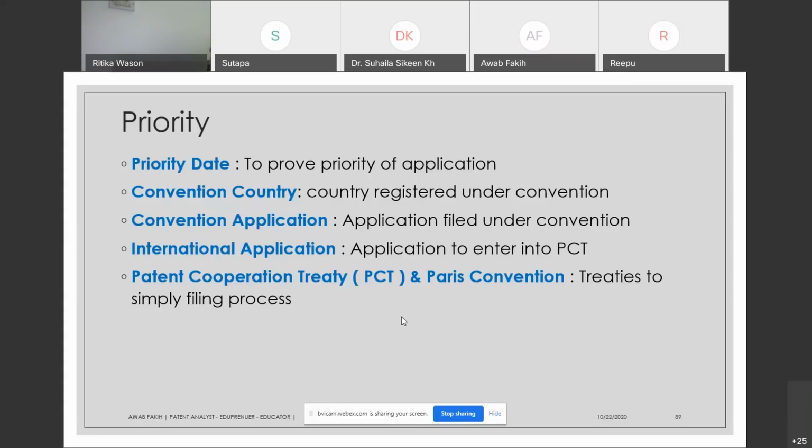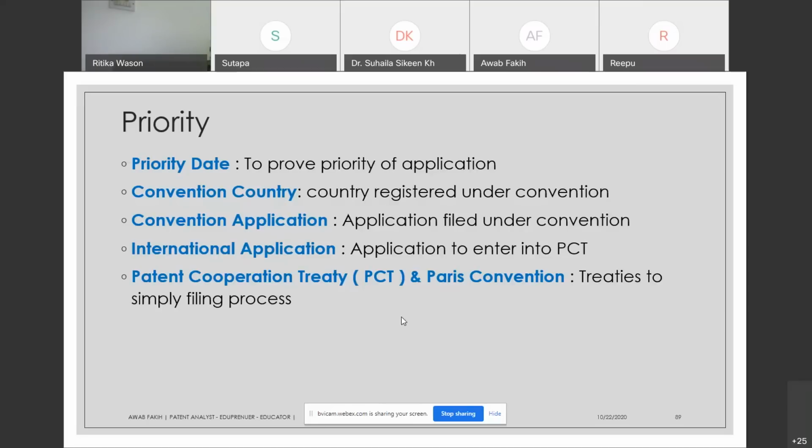So that is important. Now you will tell me, Awab, this is completely unfair. This is not good. But my dear colleagues, just think, how do you expect the person sitting in the patent office to judge who started first and who hasn't started first, right?